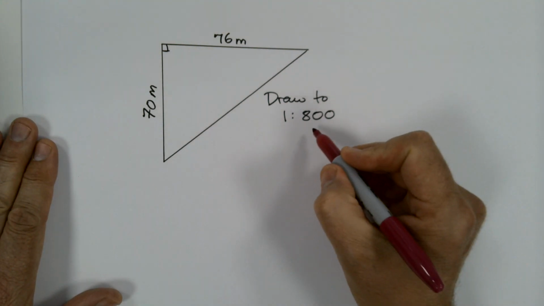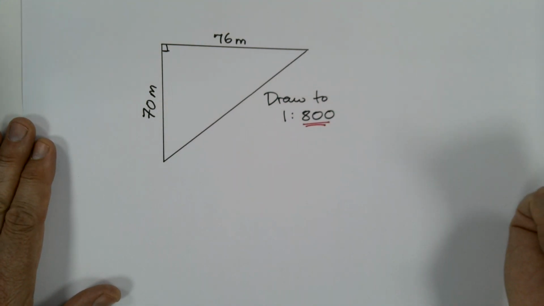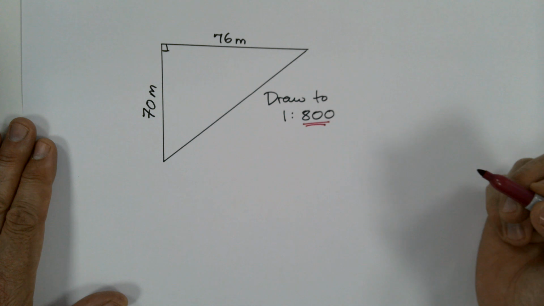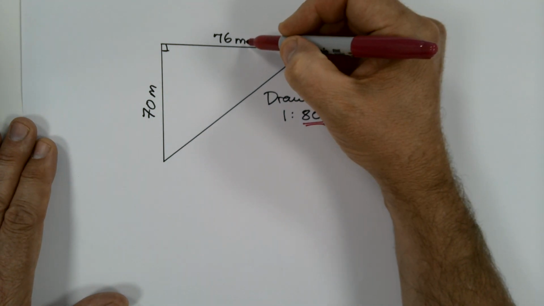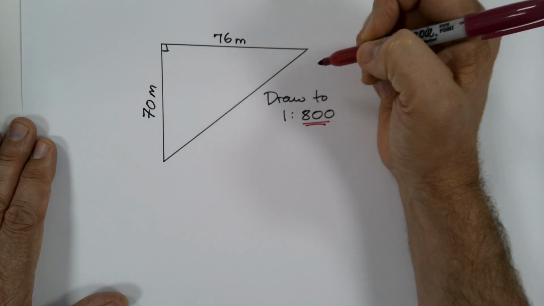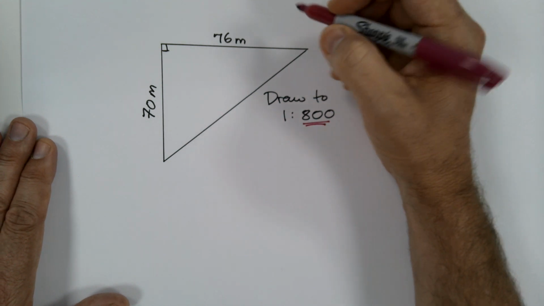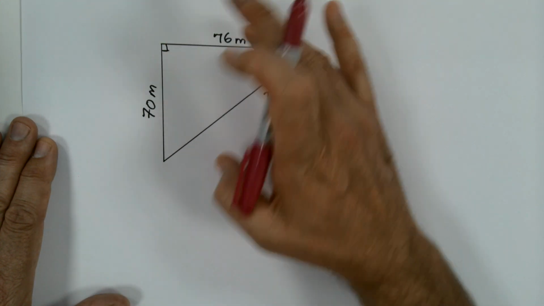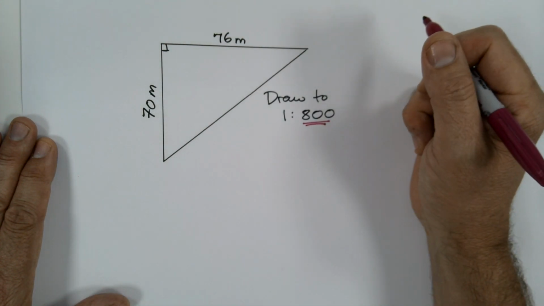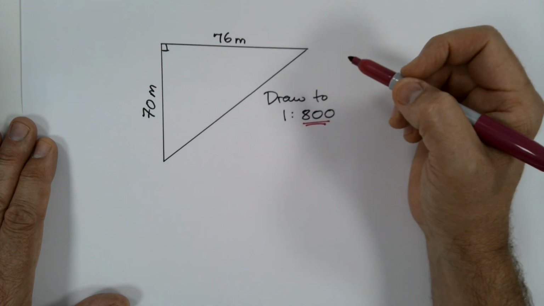So the scale distance. We're going to divide them by 800 because that's what the scale is. It's in meters. Remember, what you start with is what you finish with. So let's start in centimeters. My advice is do it on the diagram, on the sketch, before you go and actually make your real scale diagram.